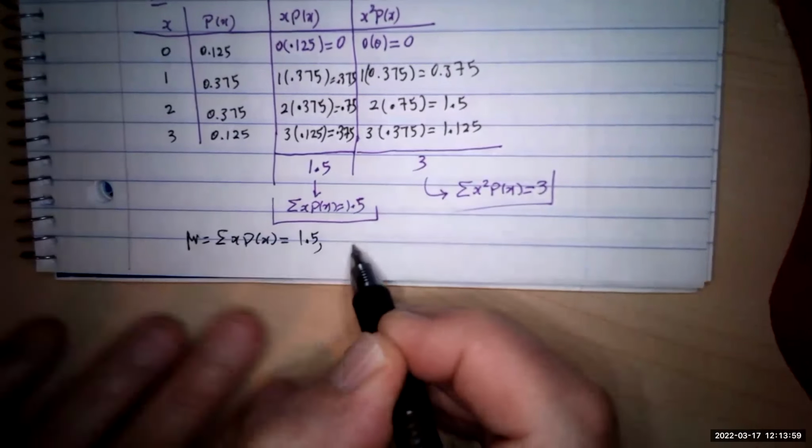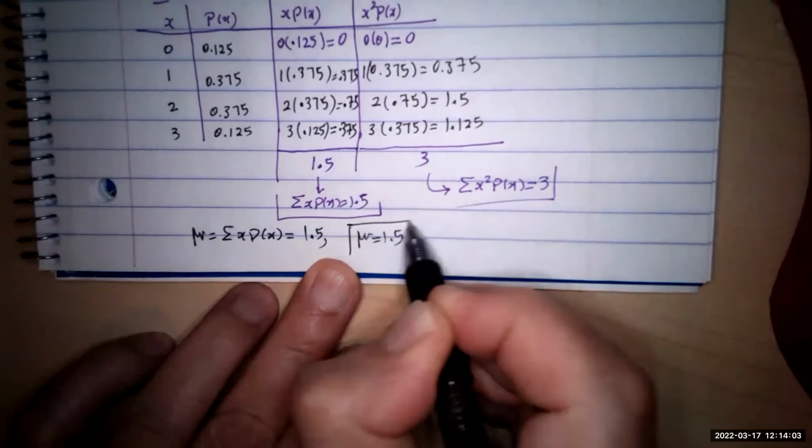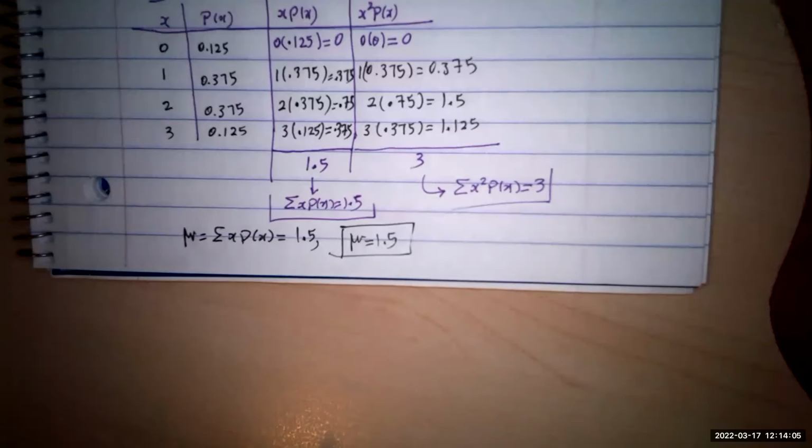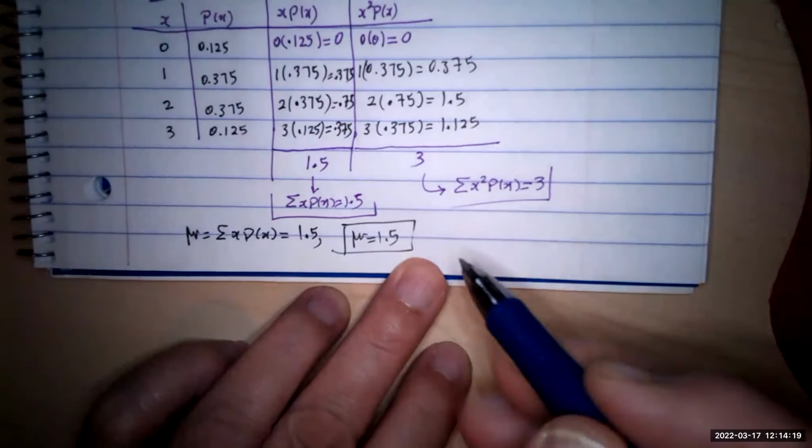So the mean is 1.5. Done. Okay, that's going to be your mean. You go with the sigma square first. Okay, get the sigma square. So this is going to be sigma squared.